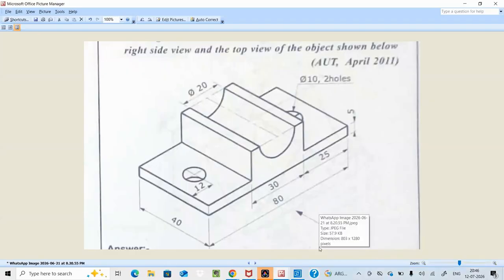In whatever drawing, in a 3D figure, wherever the arrow mark is shown, that indicates your front view. So what will be visible in the front view? If you see at the start, this 80 mm line is visible, right? Yes, sir. Then the height is 5 mm. And this particular height, how to find the height of that one?